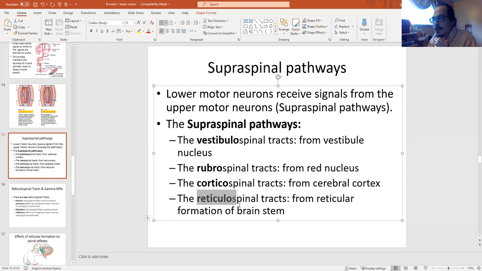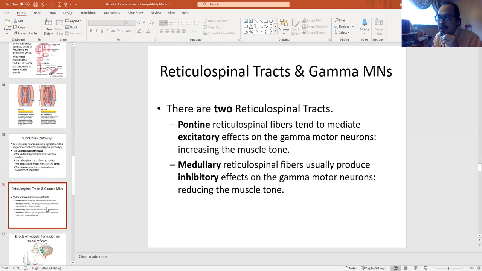So let's start by looking at the reticular, the one that we already mentioned. There are two sources. One is the pontine. The other one is the medulla. Pontine reticular spinal tracts excite the gamma. Medulla reticular spinal tracts inhibit the gamma. So the pontine increases the muscle tone, the medulla reduces the muscle tone. Usually these two work together.